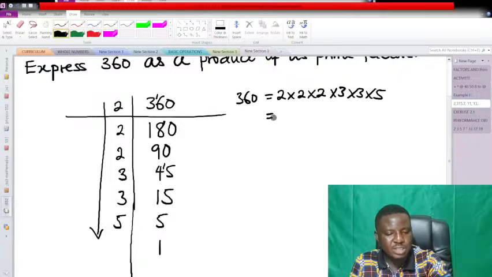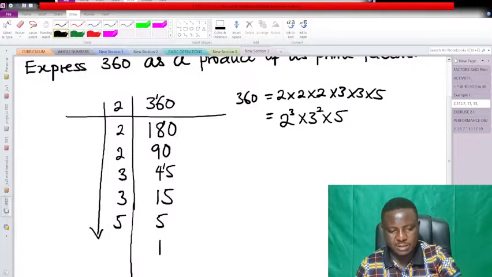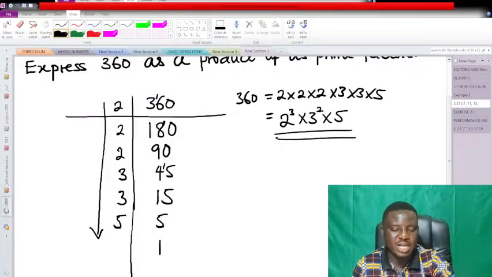And this can be written in index form as 2 raised to the power of 3 times 3 raised to the power of 2 times 5. So this is what you get, expressing 360 as the product of its prime numbers or prime factors.